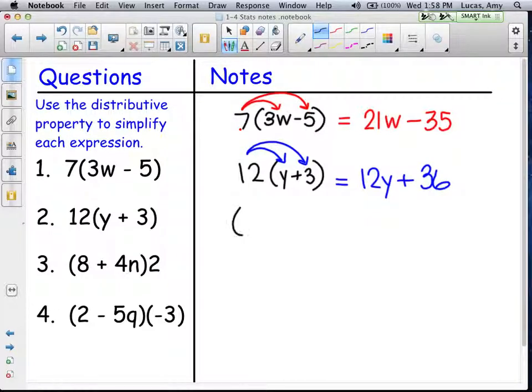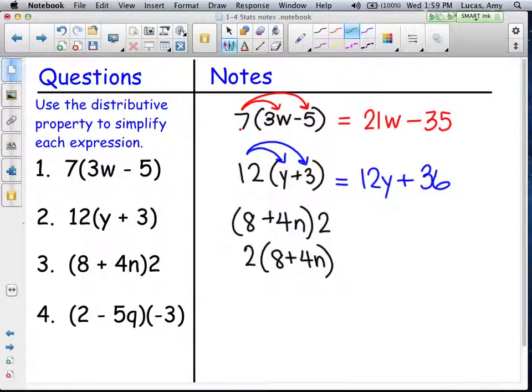The third example you may think looks a little bit odd because the 2 is on the right-hand side of the parentheses. Remember that the commutative property says that when you multiply 2 things together, the order doesn't matter. So I could write my 2 on the left-hand side if I wanted to. If you like seeing the coefficient, the number 2, on the left-hand side instead of the right-hand side, go ahead and rearrange that order. Now distribute. 2 times 8 is 16, plus 2 times 4n is 8n.